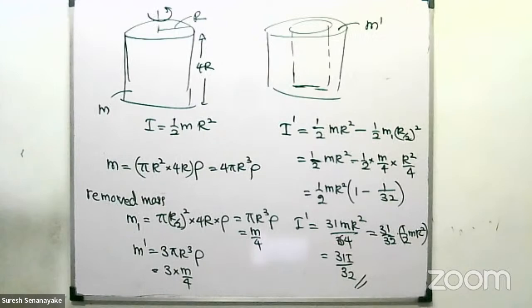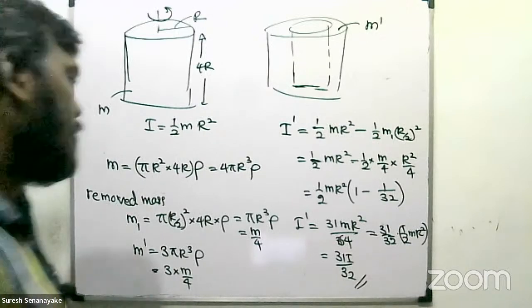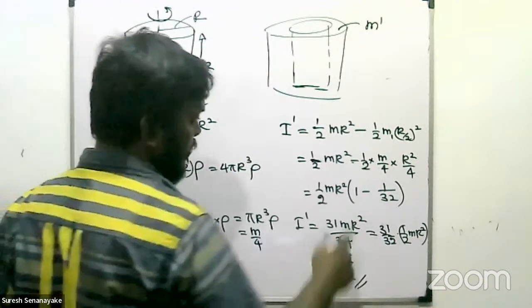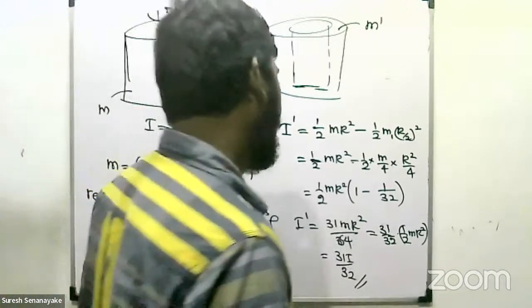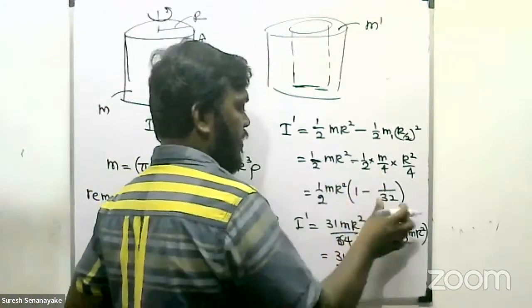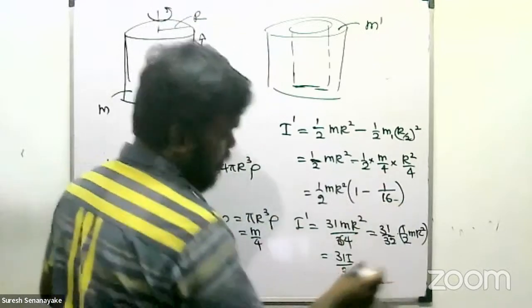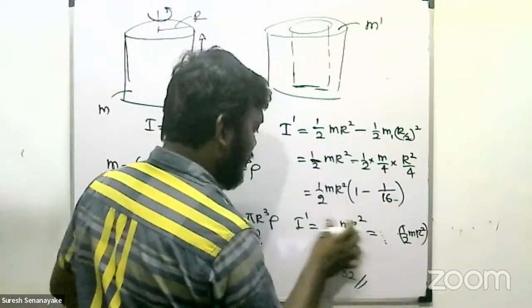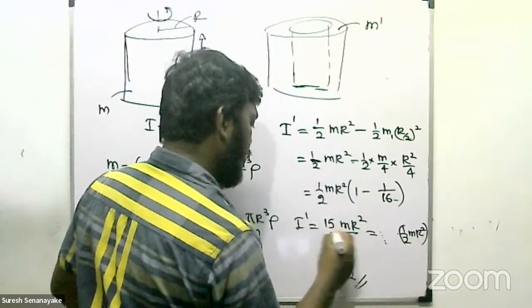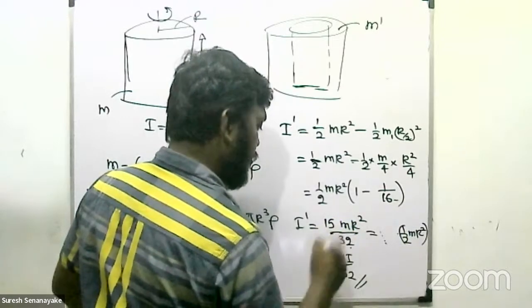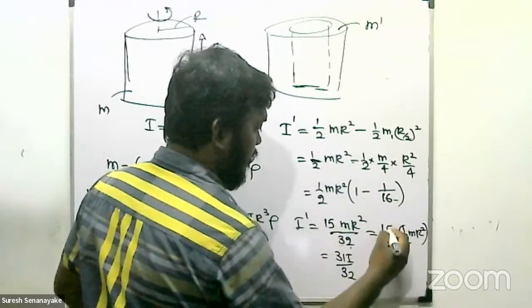If I is getting half there, that should be 16. So this should be 15 over 30.